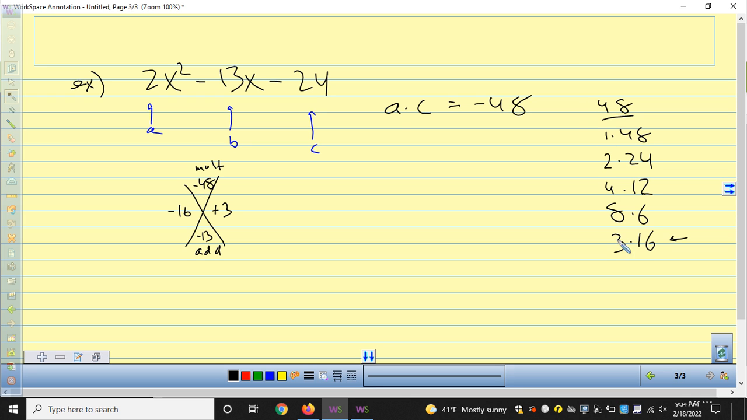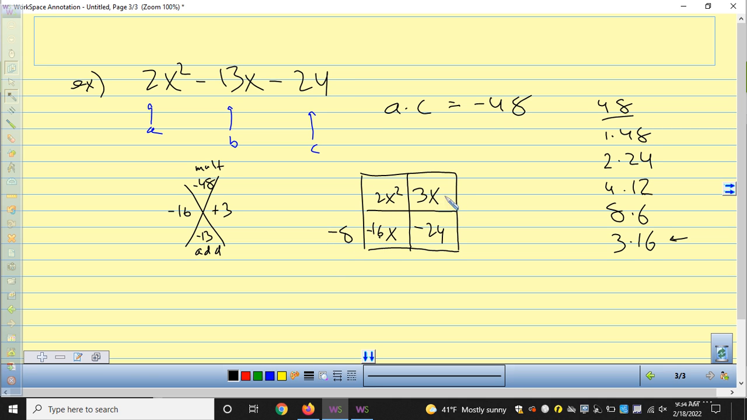So there are a few more factors of 48 that we had to go through to get our factors here. And 3 minus 16 is negative 13. Now we set up our box. Two x squared, negative 24, factor times x, other factor times x. And now we're going to take out our greatest common factors. Biggest number that goes into both 16 and 24? 8. And because this is negative, we're going to take out a negative.